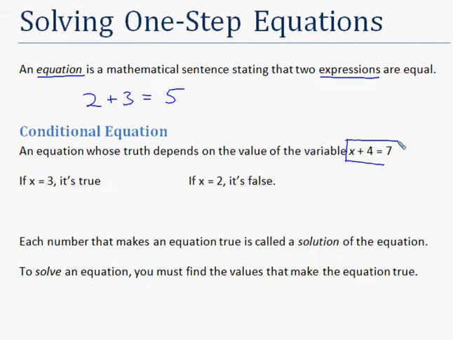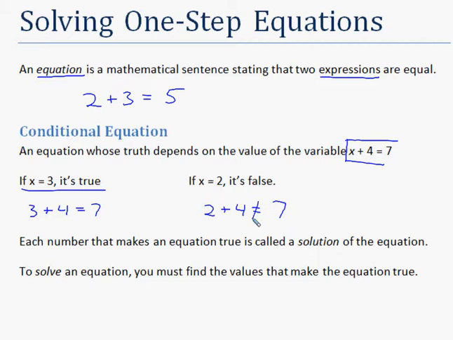So if I asked, is x plus 4 equals 7 a true sentence? Well, really we don't know, because it depends what we put in for x. If we put 3 in for x, we would have 3 plus 4 equals 7. Well, then it would be a true equation. But if we put 2 in for x, then it's a false equation. So a conditional equation could be true or it could be false depending on what we put in for it.